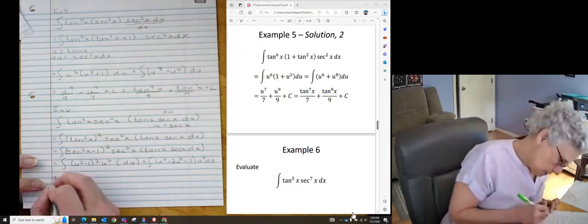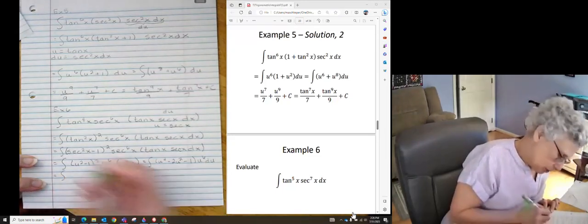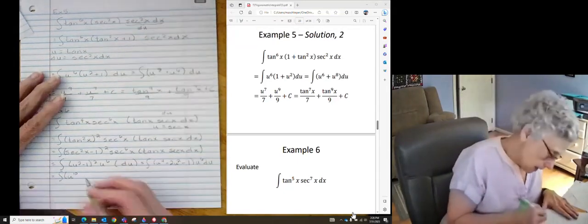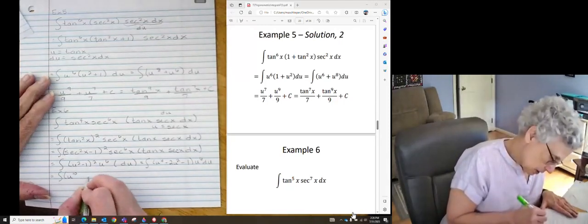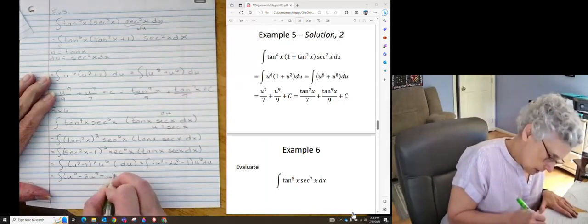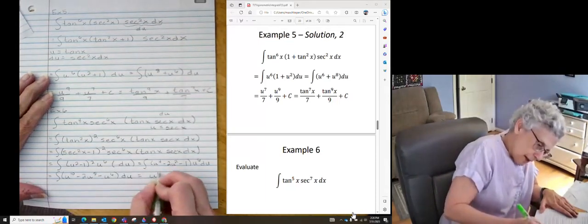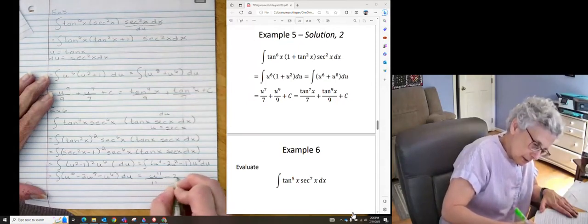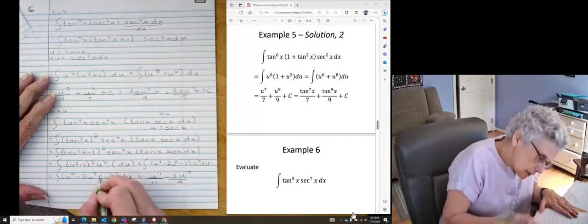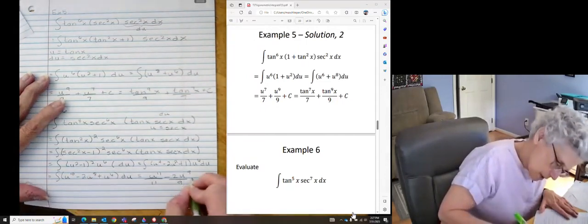I'm ready to distribute. So u to the 6th times u to the 4th. Laws of exponent says I just add those exponents. So it's u to the 10th minus 2u to the 8th plus u to the 6th du. Add, divide, and that should have been a plus because negative times negative is a positive.